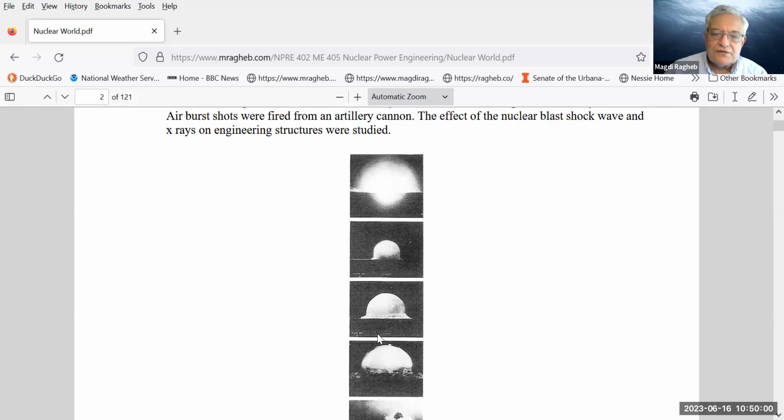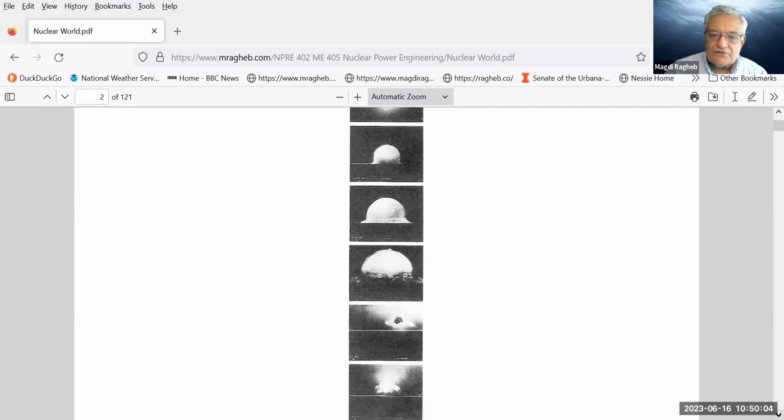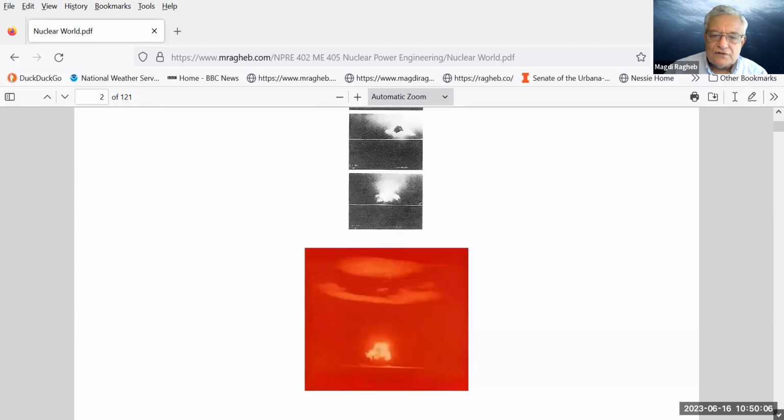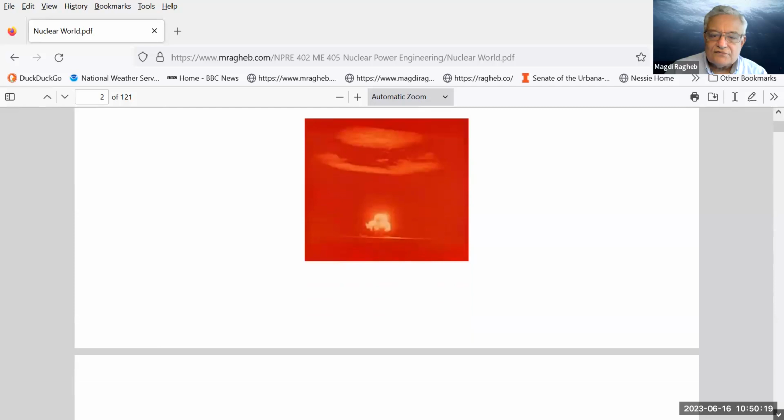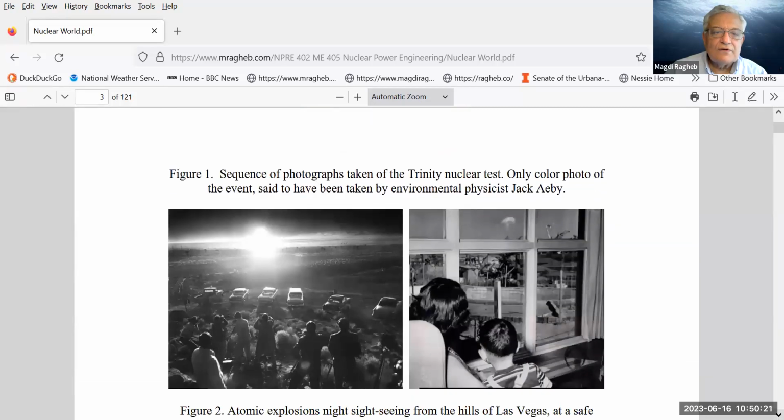So the reflection creates what's called the stem wave that propagates horizontally and leads to large destruction. This is an actual picture of the Trinity test, in color. And it is the only picture taken in color of the process itself.